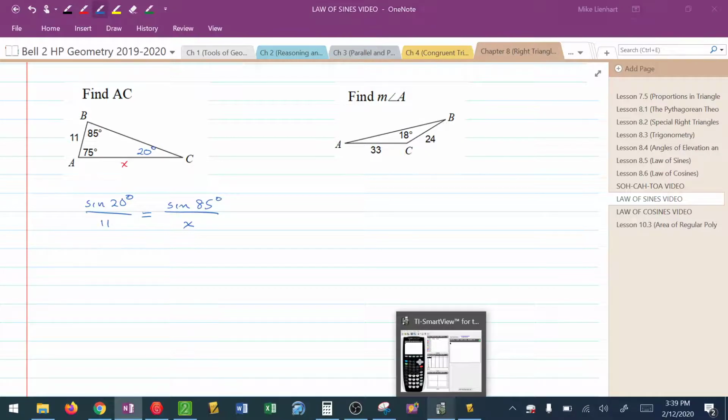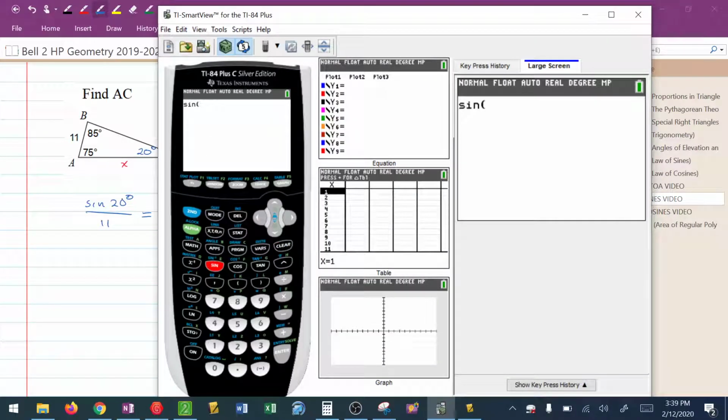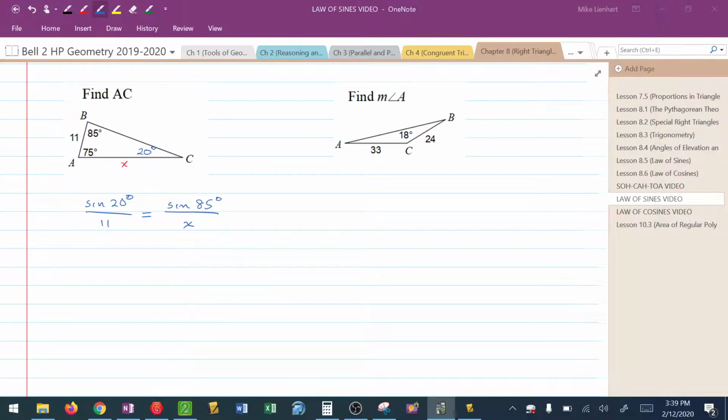All right, so on my calculator here I go sine of 85, close that off, times 11, divided by sine 20, close it off, and now my calculator is going to do all the work for me, provided I am in degree mode. And I would get 32.0 for that missing side. I rounded to the nearest tenth because typically that's what we're going to do for finding missing sides.